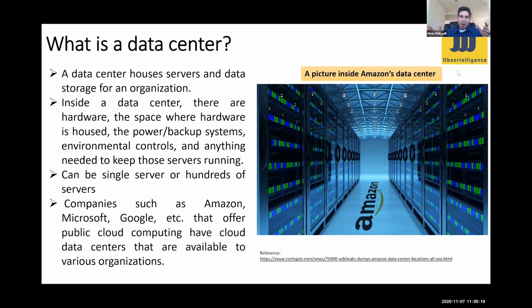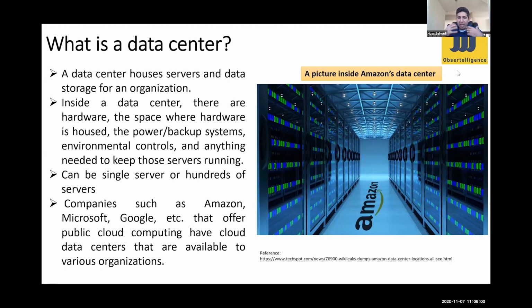It's basically a space that you can either rent from Amazon, or use Amazon or some of these big providers, or you can rent a space yourself and have your own hardware in those spaces. Inside a data center, there is hardware, the space where the hardware is housed, the power and backup systems, environmental controls, and anything needed to keep those servers running. That's what you have inside a data center. You could have a single server or hundreds of servers.